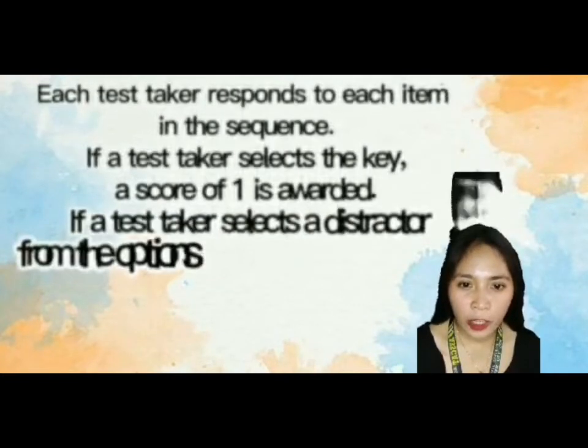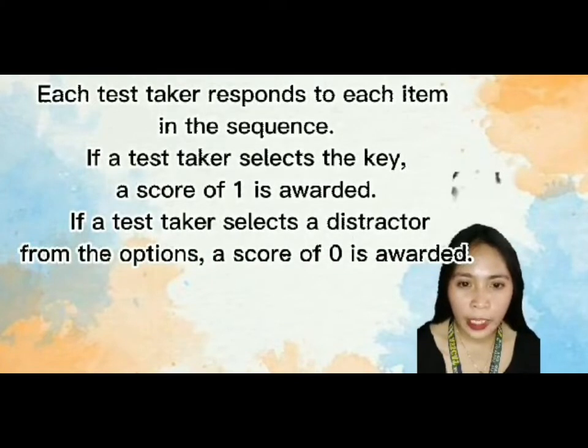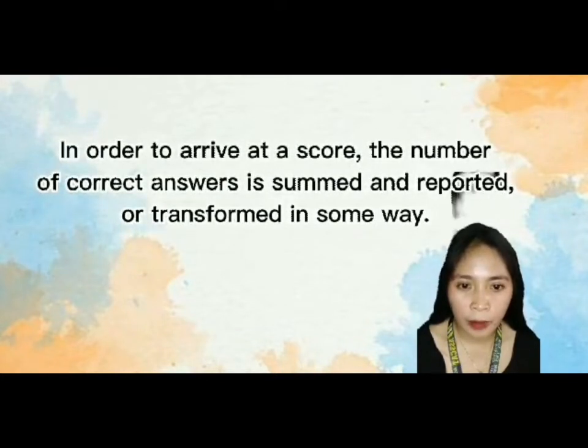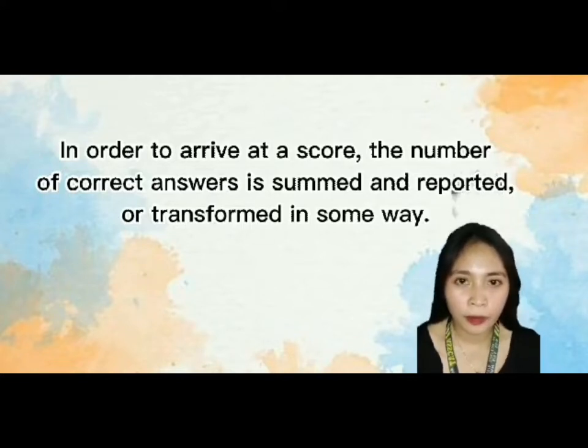Each test taker responds to each item in the sequence. If a test taker selects the key, a score of 1 is awarded. If a test taker selects a distractor from the options, a score of 0 is awarded. In order to arrive at the score, the number of correct answers is summed and reported or transformed in some way. In order to defend this approach to scoring respondents to test items, language testers have relied on a number of statistics that help to shape the test score.